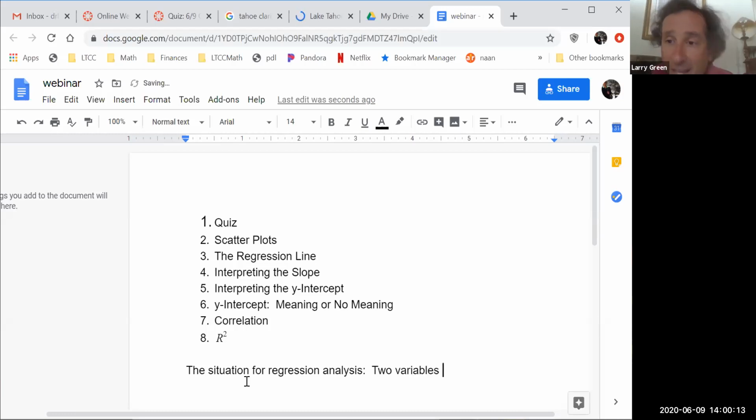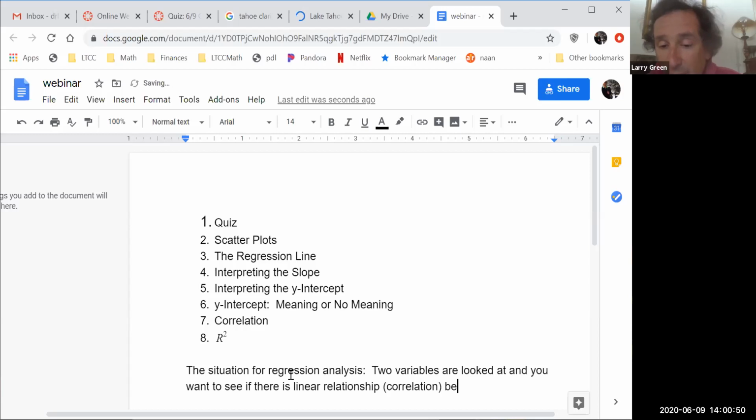Kind of like when we had chapter 10 and we had two variables and we had to do a hypothesis test for the difference between them. But this is different. So if two variables are looked at and you want to see if there is a linear relationship, we call that a correlation between them.